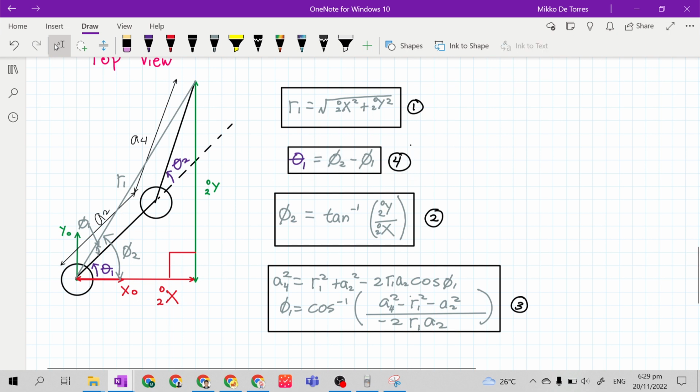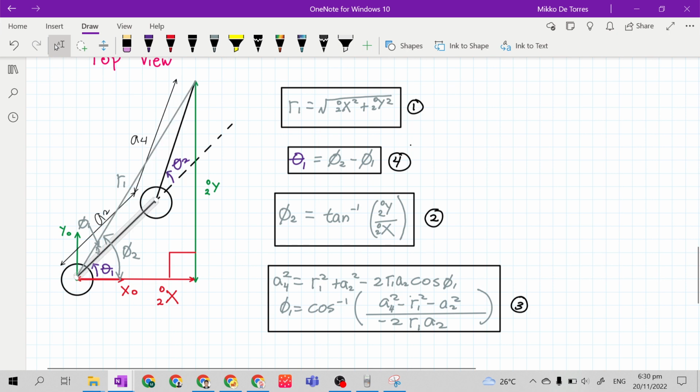Okay? So next, we have now theta 1, we need to have theta 2. To solve for theta 2, we will use this triangle of R1, A2, and A4, because A2, A4 is given already. R1 we can solve for. So we will use this triangle again because most of the inputs are already given, and solvable.